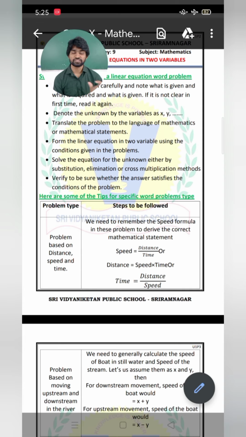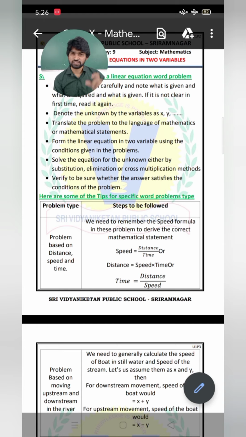So the two-digit number is in xy form, right? For the unit place digit we will take x or y, and for the tens place digit we will take x or y. So this is our assumption. Then translate the problem to the language of mathematics. If we say the sum of digits is 10, then what we have to write is x plus y is equal to 10.